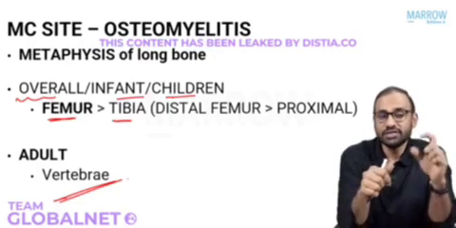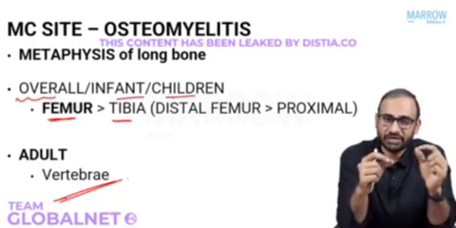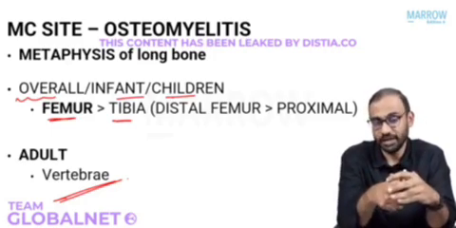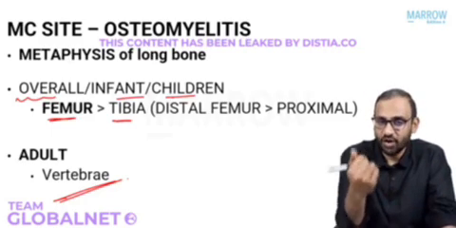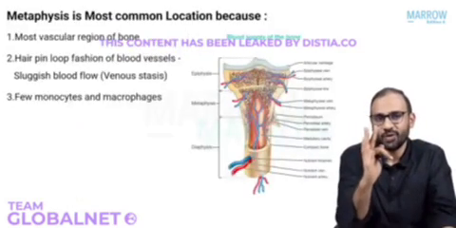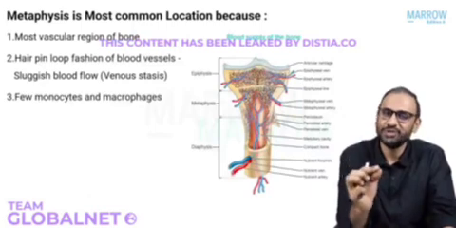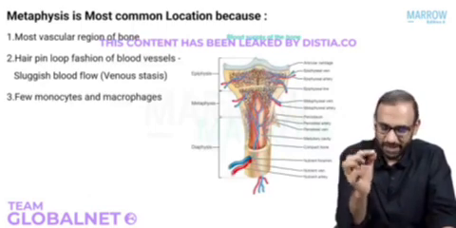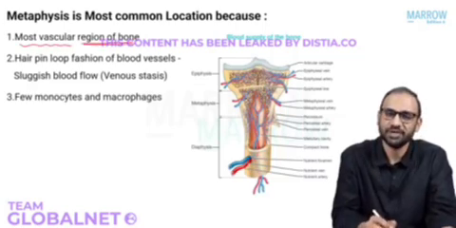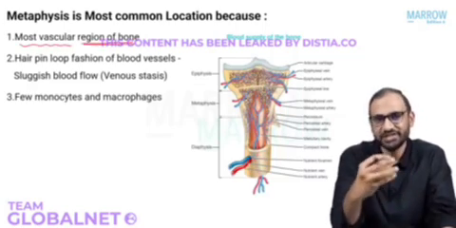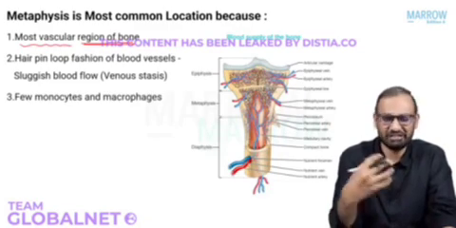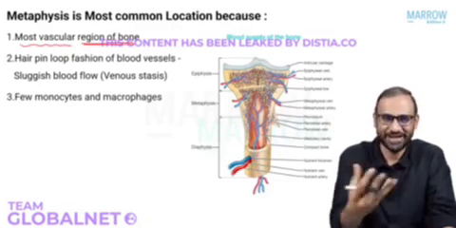Now, let's go and investigate why the metaphysis of the long bones is basically the most common location of osteomyelitis. And this is very interesting because you will learn a lot about the architecture of the metaphysis here. There are three important reasons why the metaphysis of the long bone is the most common location to get osteomyelitis. The first reason is that it is the most vascular region of the bone, right? The majority of the blood reaches the metaphysis. So it's very vascular, highly nutritious, and a thriving real estate area for organisms to grow.